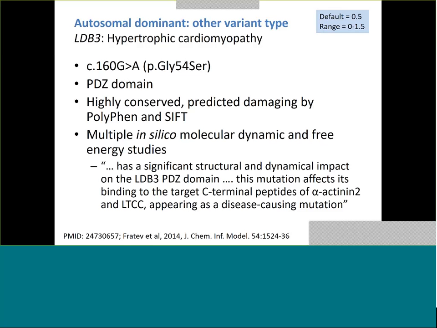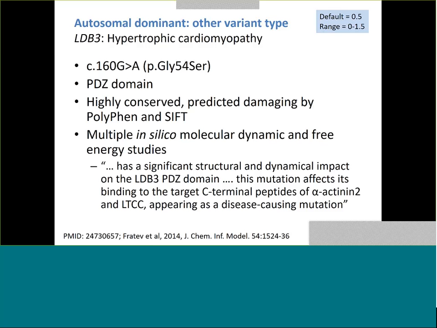So multiple in silico molecular dynamic and free energy studies. I'm by no means an expert in these, but their conclusion was that this particular variant had significant structural and dynamic impact on the PDZ domain, and therefore they considered it to be a disease-causing mutation.